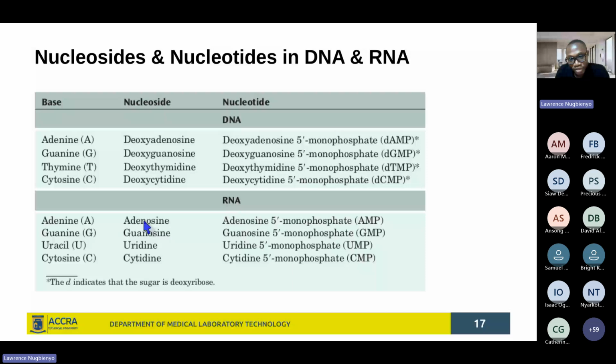And so now if you attach the phosphate group, the nucleotides that you find in RNA, adenosine monophosphate, there is no D in front of that abbreviation. The sugar there is ribose. AMP, adenosine monophosphate. You also find guanosine monophosphate, uridine monophosphate, cytidine monophosphate.